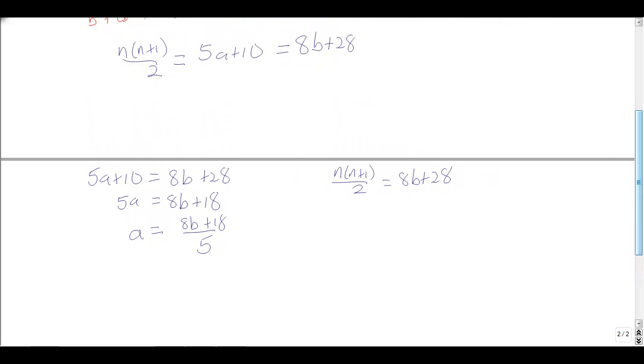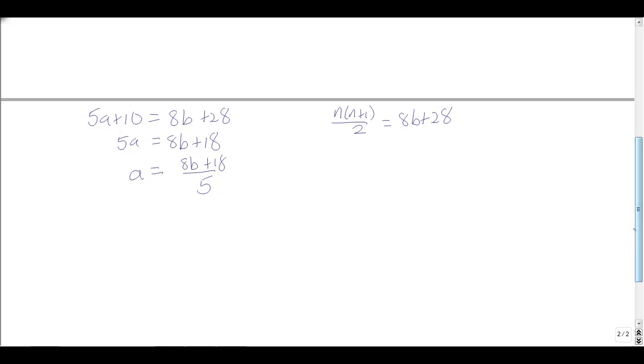So I took essentially the first part of this string of equations and the last expression and set those equal. This is going to be n times n plus 1, multiplying by the 2, gives me 16b plus 56. Get n squared plus n. And I've got a quadratic in n, so I'm going to subtract the 16b plus 56, set equal to 0. And now I can use the quadratic formula.